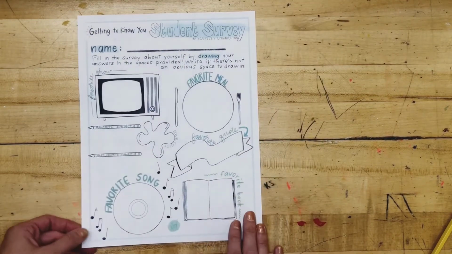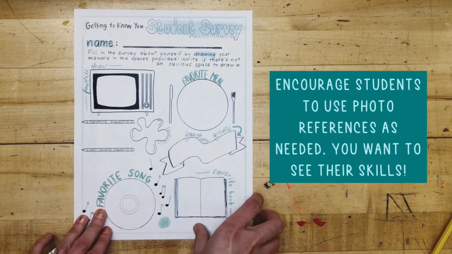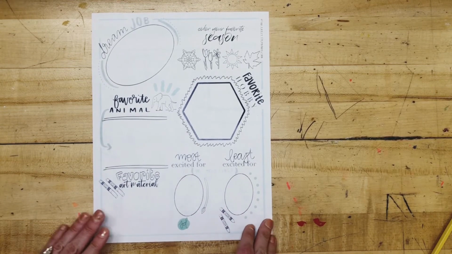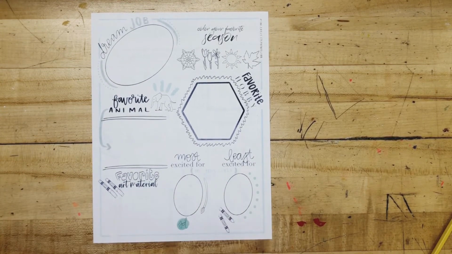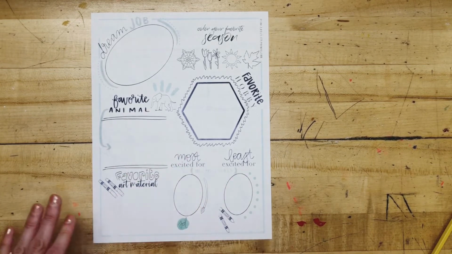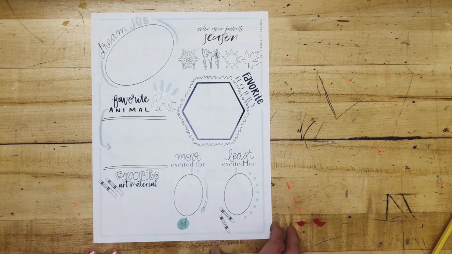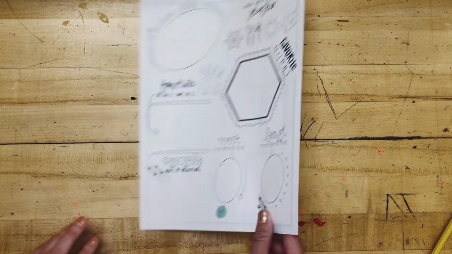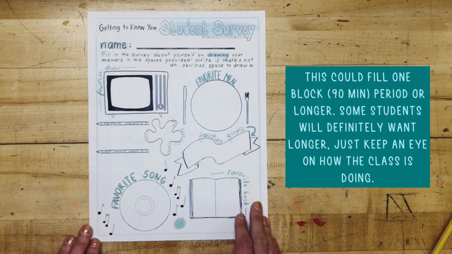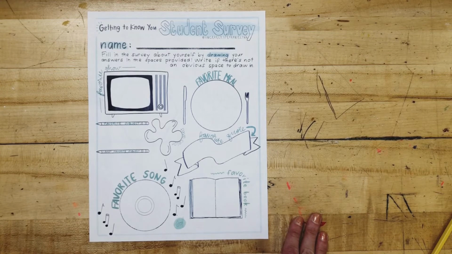I would encourage students to use photo references when they need it, especially animal or a hobby. I understand I am a huge proponent of drawing from real life, but we don't all have elephants or giraffes accessible. So looking at some photographs and drawing this, you could easily make a one-day thing. I teach in block classes, so I would probably start with just one day, a 90-minute block.